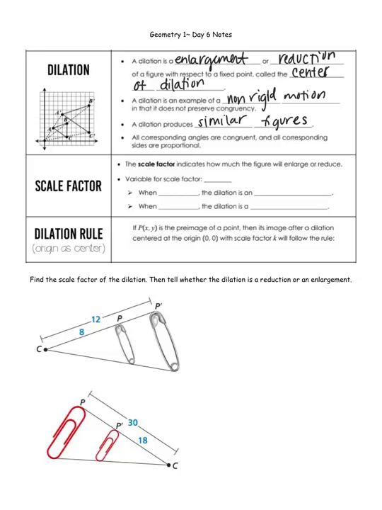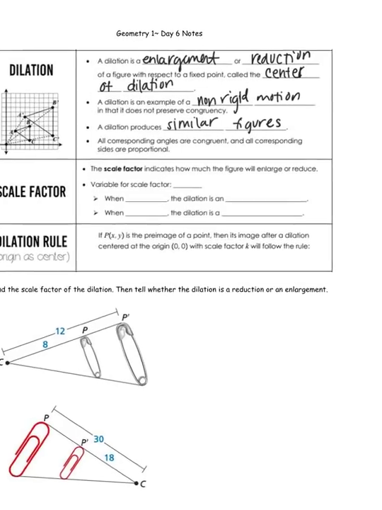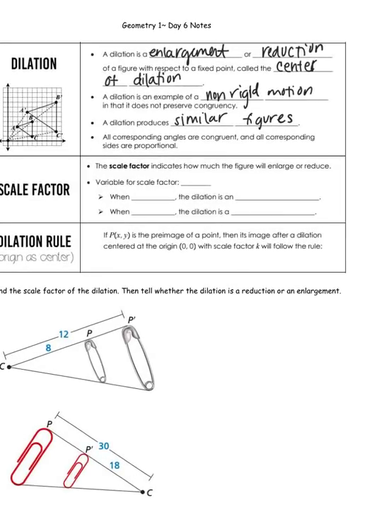So with this, a dilation has something called a scale factor. The scale factor indicates how much the figure will enlarge or reduce. So we call that scale factor K. When K is greater than 1, it's an enlargement. And when K is less than 1, it's a reduction. Okay? Anytime we're going to do a dilation, all we do is multiply the scale factor by the values. So let's say we have some x, y. All we're going to do is multiply K by x and y. All right?